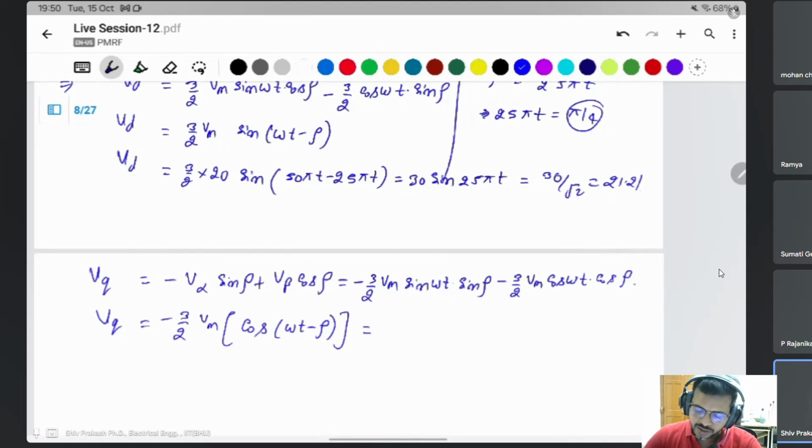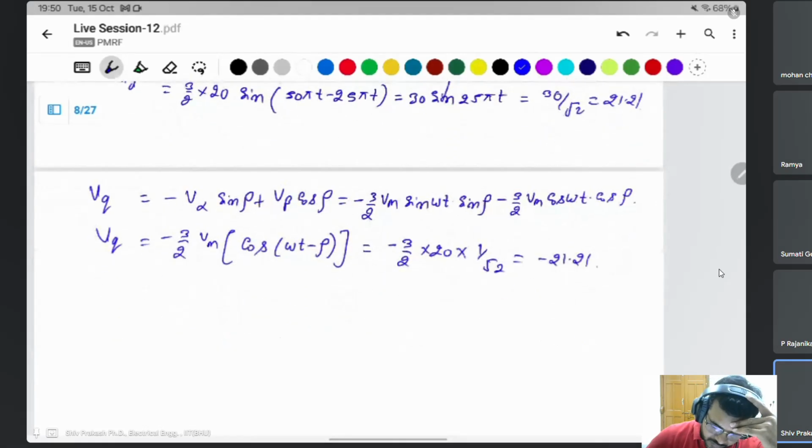Same thing: omega t minus rho, where omega t is 50 pi t and rho is 25 pi t, so 25 pi t, and t is 1 by 100, so the same answer. This will be cos pi by 4, which is 1 by root 2. Then mod of Vd plus mod of Vq is equal to 42.42.